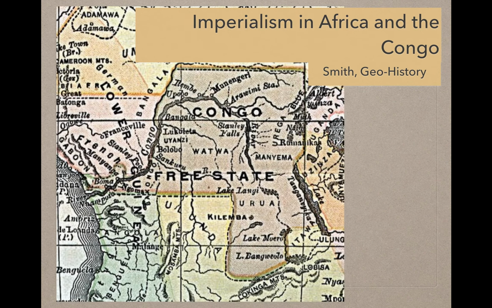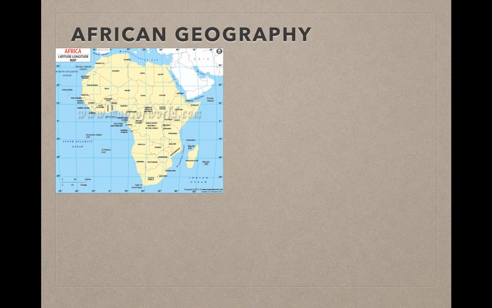So today we're going to be discussing imperialism in Africa and especially the Congo in the 19th century. Before we do, though, it's important to really understand African geography.